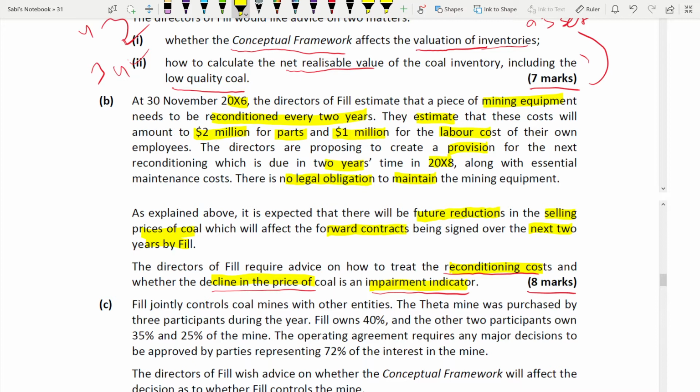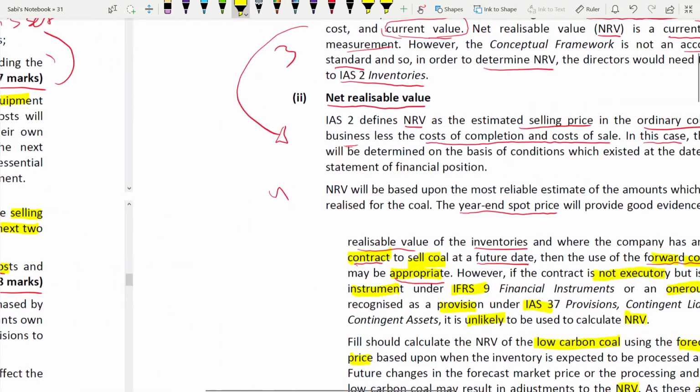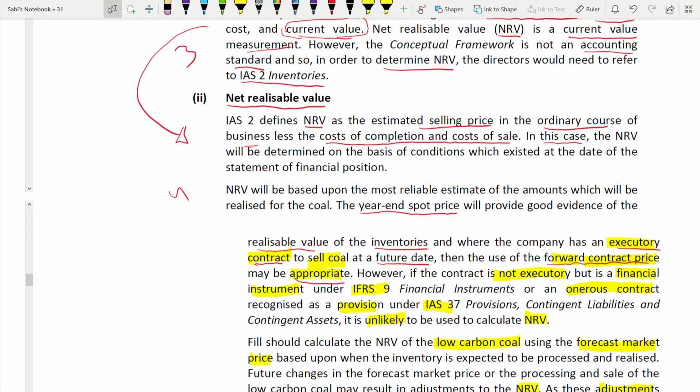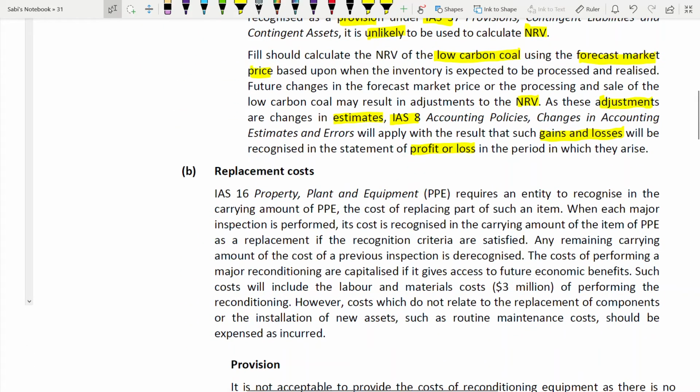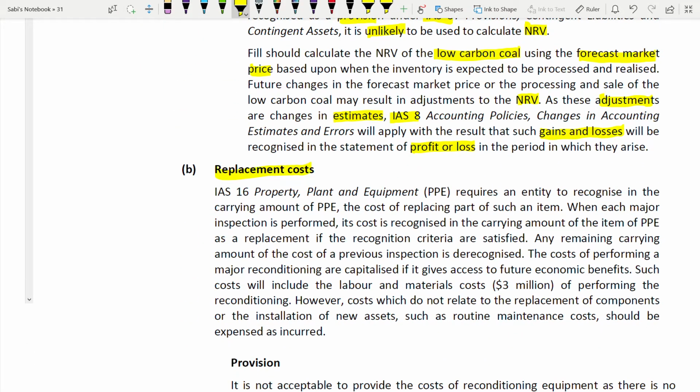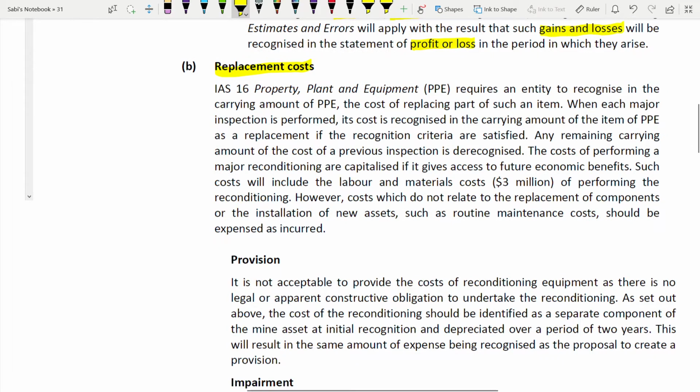So here you have to use one is IAS 37, the other one is IAS 36 impairment, for 8 marks. Since it's 8 marks, we can divide equally: 4 marks for reconditioning cost, 4 marks for impairment indicator, because decline in the price is also a sign of impairment only. So first we are going to talk about the replacement cost. That means provision.